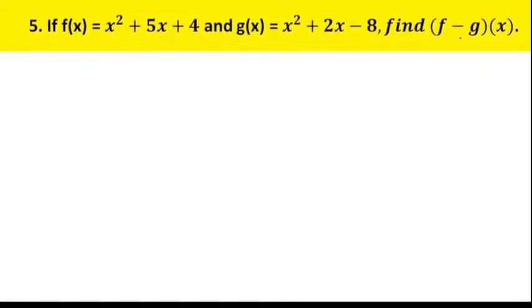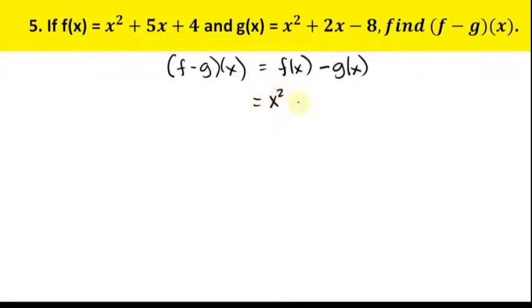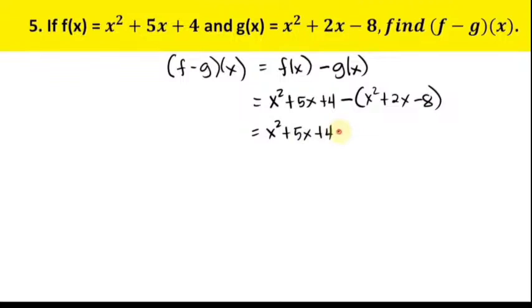plus 2x minus 8, so find the difference. So formula f minus g times x equals f of x subtract g of x equals, okay, value ng f of x is x squared plus 5x plus 4 subtract value of g of x is x squared plus 2x minus 8, then equals, kopyahin natin yung first expression, 5x plus 4, then subtract this one, distribute natin, negative x squared, negative, this one negative 2x, and negative times negative 8, that is positive 8.